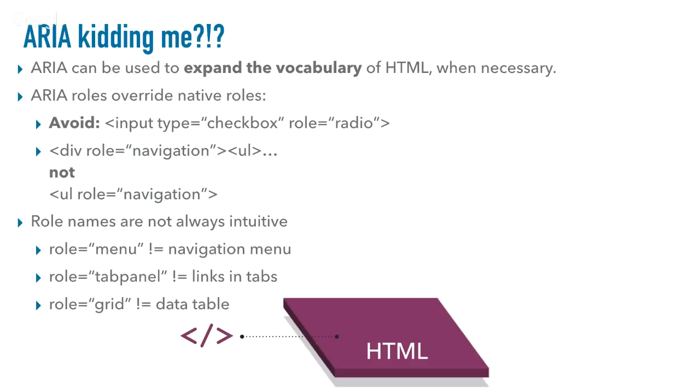Role of tab panel, same thing, is not for a list of links within tabs that look like tabs. They're for dynamic generated application tabs. Role of grid is not for a grid of data. It's for an interactive, like an Excel spreadsheet type thing that you might build into a website. So we need to be cautious with the use of ARIA, because very, very easily we can change the semantics of HTML and introduce accessibility issues.